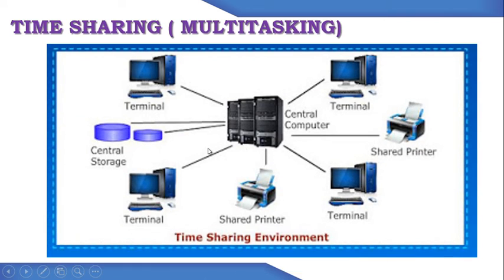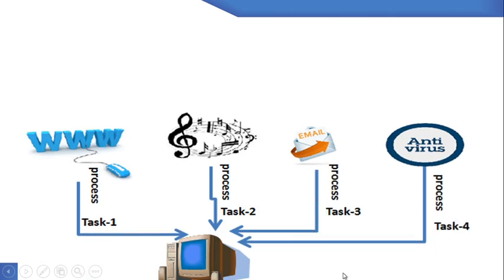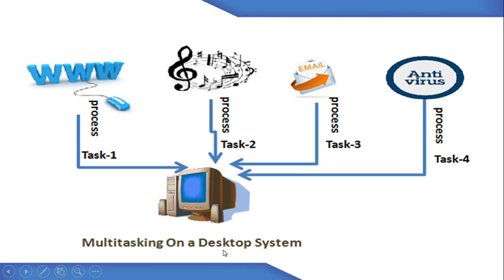In this example, multitasking or time sharing is functioning. The central CPU shares the resources with these terminals, the central storage and the shared printer. This is an example of a time sharing environment. Here is another example of multitasking on a desktop system. It is connected to the World Wide Web and performing some processes, like a music system. It also processes the execution of emails, and the operating system also runs the antivirus.